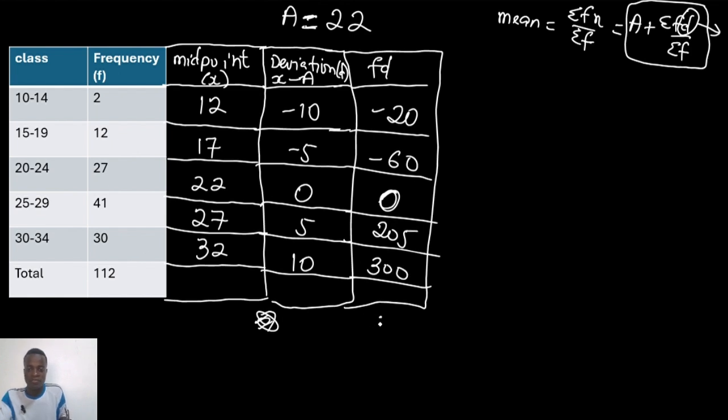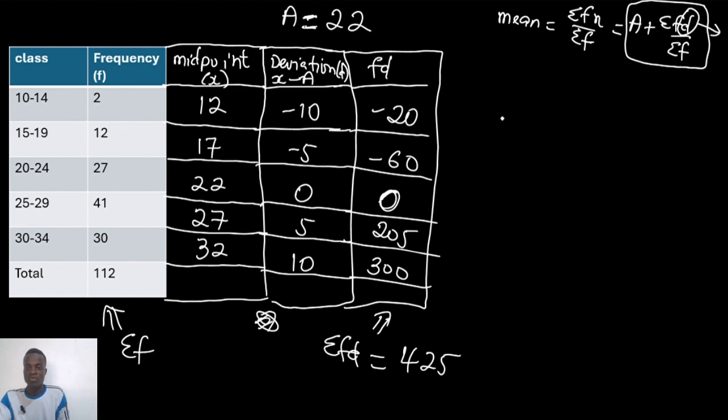Now we need to find our sigma fd. So we need to add all the fd together. Sigma meaning sum. Right? So we have negative 20 plus negative 60, plus 0, plus 205, plus 300. So I have 425 as my sigma fd, and our sigma f is already here. Sigma f, it is 112, right?